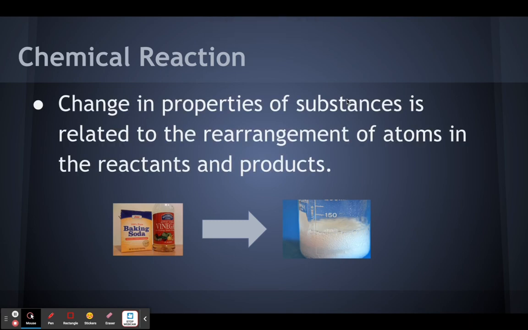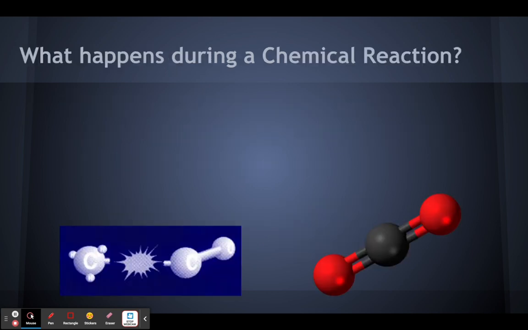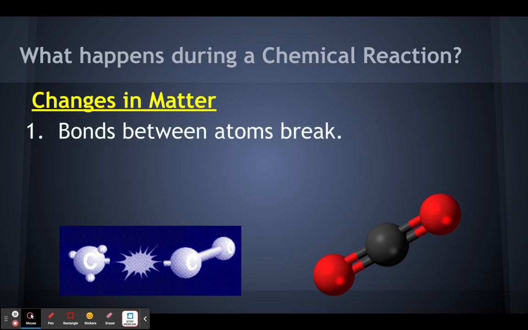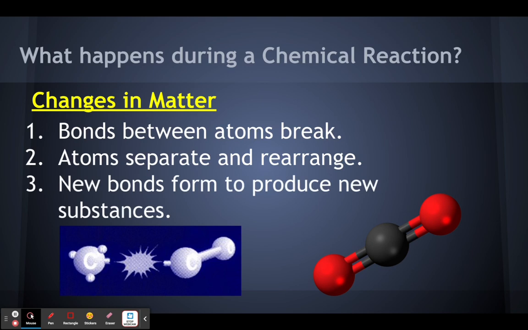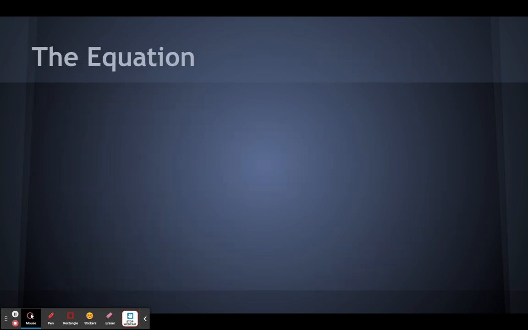All right. Change in properties of substances is related to the rearrangement of atoms in the reactants and products. So please make sure you're pausing to write these down. There are three things that happen during a chemical reaction. The bonds on the molecular level break apart. They separate and rearrange, and then new bonds are formed to produce new substances.